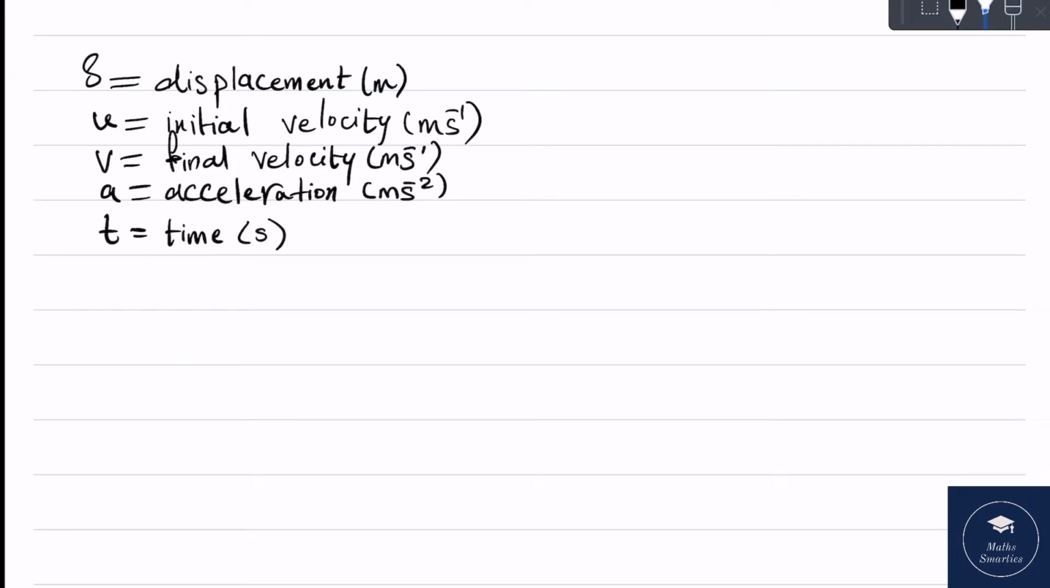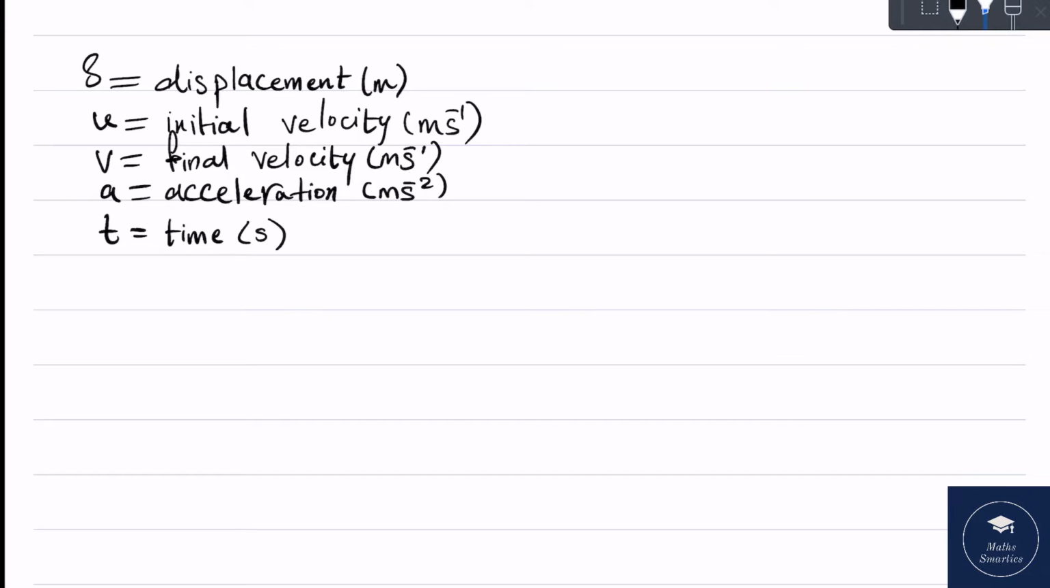We need to know what they mean. We need to know their units because these are the SI units, the standard international units. So in the question you might get a variable in other units, for example time could be in hours, but the answer should be in seconds, unless the exam question specifies otherwise.